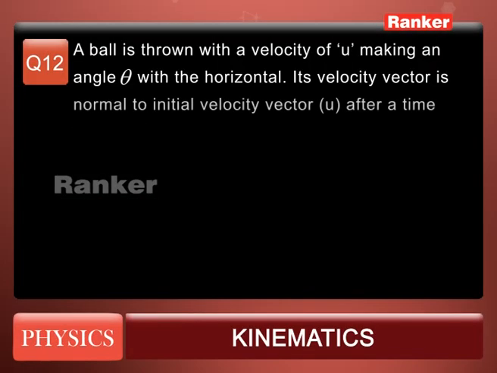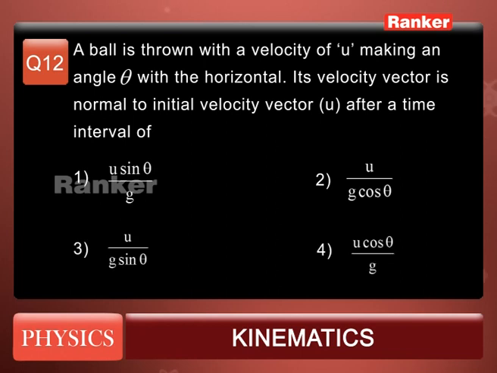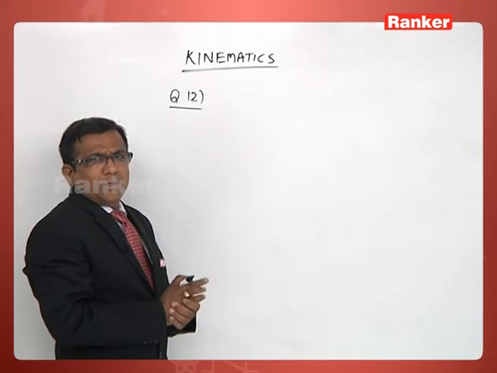Question number 12. If you read that problem, it is a very important problem of two-dimensional motion. A ball is thrown with a velocity u making an angle theta with the horizontal. Its velocity vector is normal to the initial velocity vector after a time interval of. How to solve this problem? Please follow it very carefully.